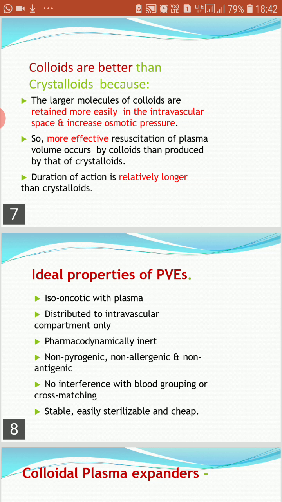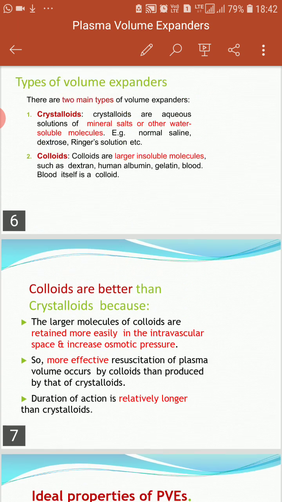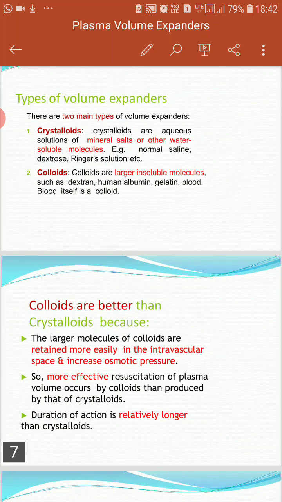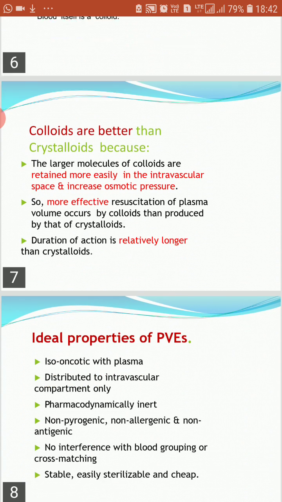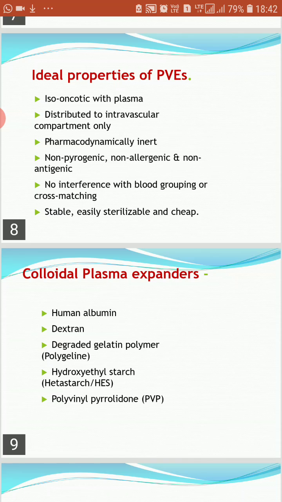Colloids are high molecular weight, mainly proteins like albumin, dextran, gelatin. Blood itself is a colloid. They have an advantage over crystalloids, which are basically ions like sodium, potassium, magnesium and a mixture of these, in that they are longer acting, retain water more and are more effective. Now we will discuss in brief about all of them.